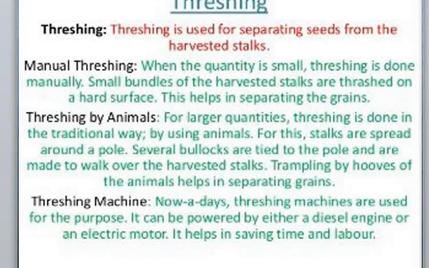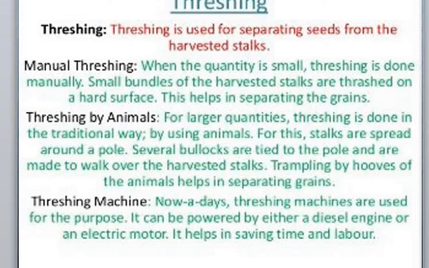The next method is threshing. Threshing is used for separating seeds from the harvested stalk. It can be done manually, second by animals, and third by machine. So let's discuss one by one. First, manual threshing. When the quantity is small, threshing is done manually. Small bundles of harvested stalks are threshed on a hard surface. This helps in separating the grains.